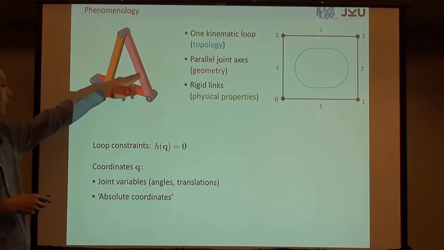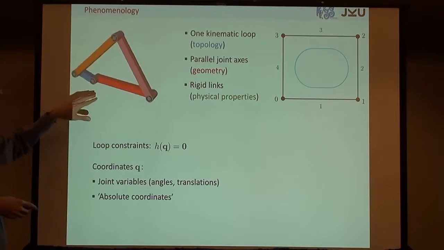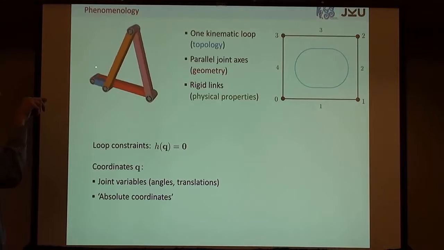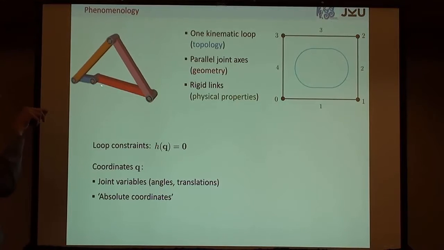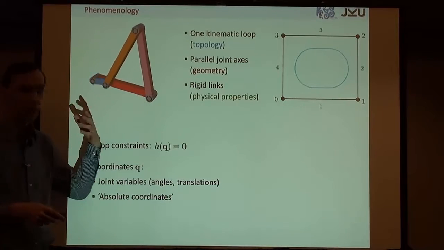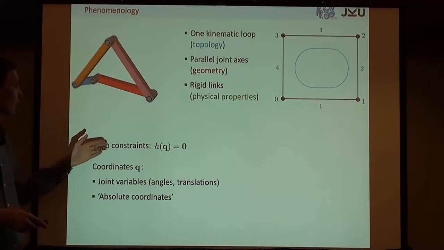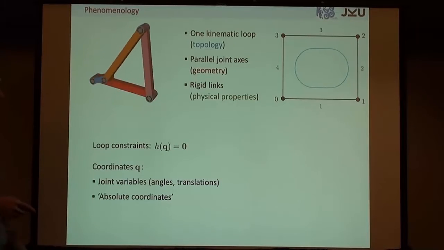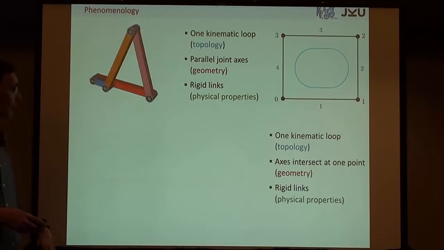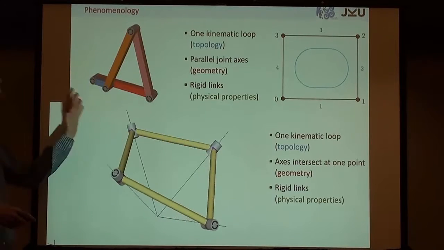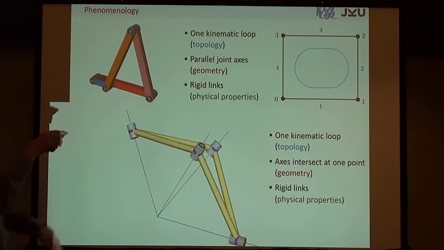And then, of course, we have what? We have constraints, because whatever the coordinates are that they're using, for example joint angles, they are somehow interrelated by the condition that the loop has to be closed. So we have loop constraints, right? And that makes sense. Of course, what's the condition for moving?